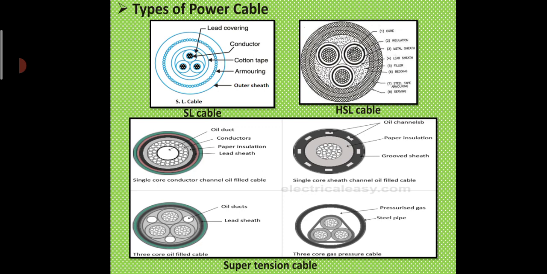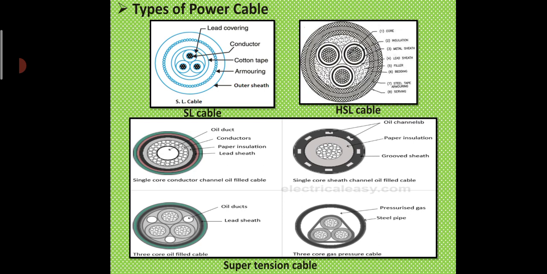Paper insulation is provided over each core. Metallized paper is wound over the insulation and lead sheath is provided over this. Filler space is filled with copper woven fiber material. Bedding, armoring and serving are provided as usual. Advantages and disadvantages of this type of cable are as shown in H-type cable.